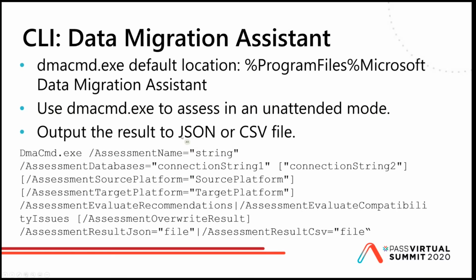By default, DMA is deployed in C:\Program Files\Microsoft Data Migration Assistant, and you will see the executable dmacmd.exe. That's the binary we will use for the DMA assessment. This is basically the assessment name and the assessment databases, as we discussed. You can specify everything either on the command prompt, or you can build that XML file and just specify the assessment name and the location where your XML file is located.